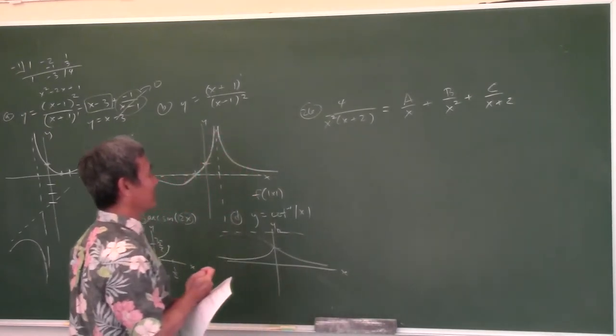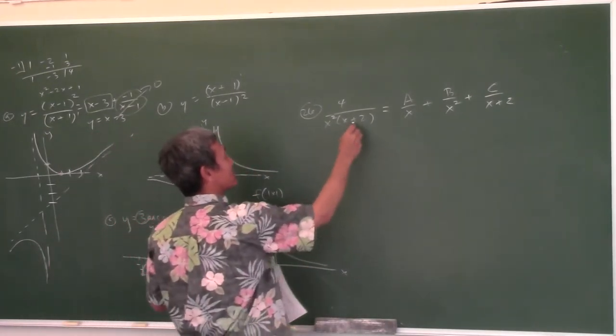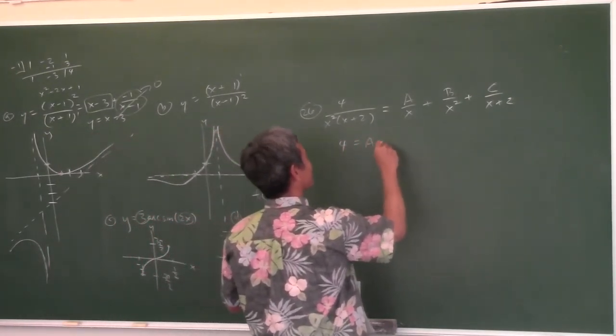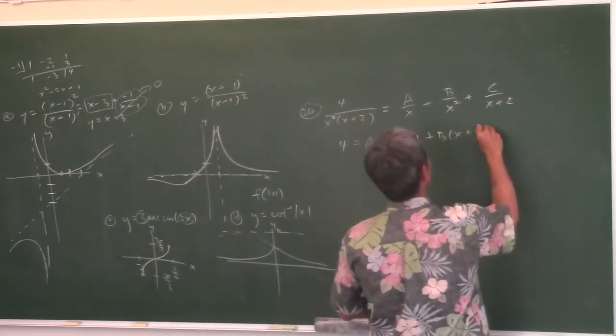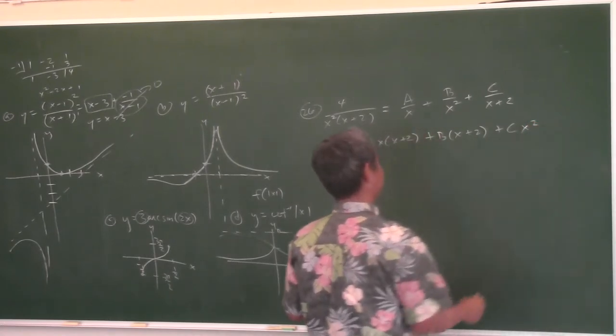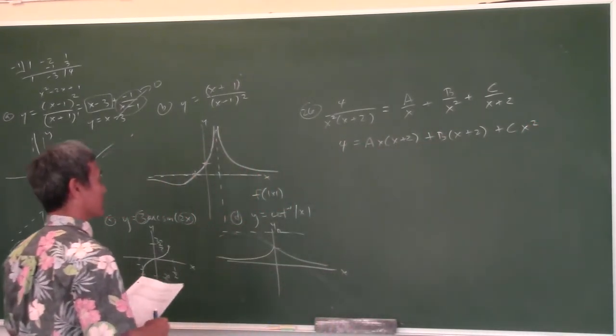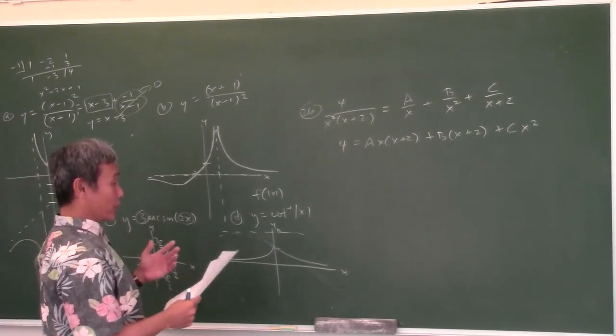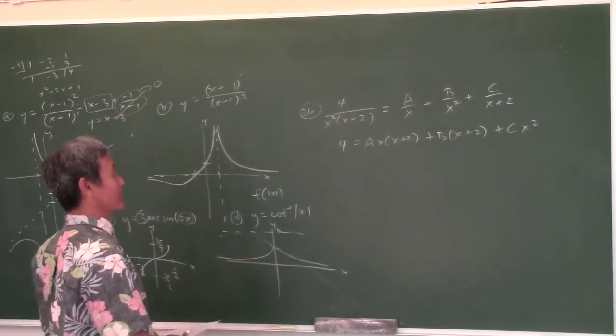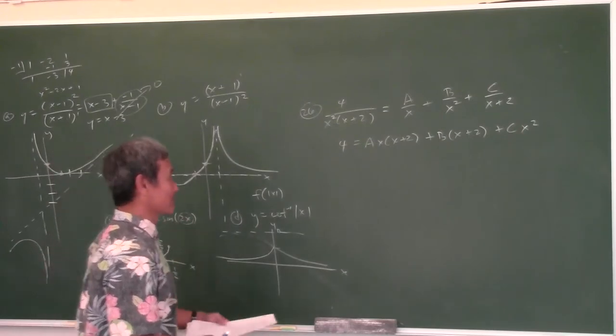First step, get rid of the denominator. Multiply both sides by this. So you get 4 equals ax times x plus 2 plus b times x plus 2 plus c times x squared. I don't know why, but students have problems doing that sometimes. Now, either you're going to use the Heaviside method or equate the coefficients. In this case, I think the Heaviside method is quite easy.